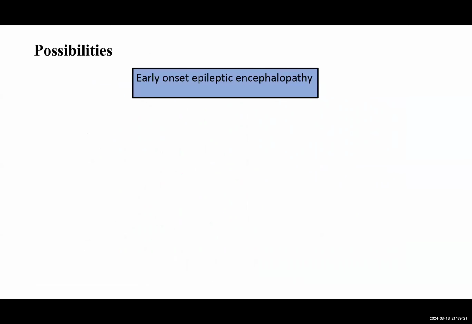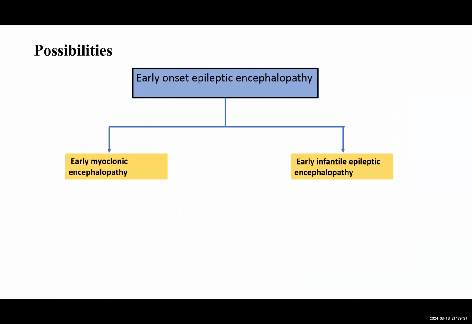So this child fits under early onset epileptic encephalopathy, as there were intractable seizures with highly affected higher mental function. And these seizures were refractory to 3 maximum doses of anti-seizure medications. So either it can be an early myoclonic encephalopathy or early infantile epileptic encephalopathy.